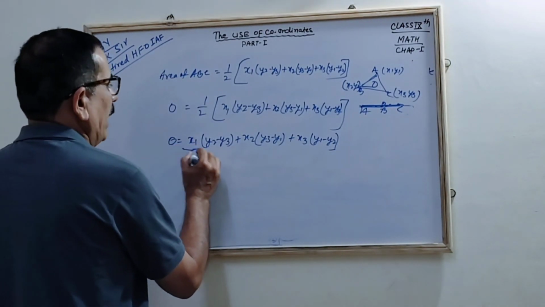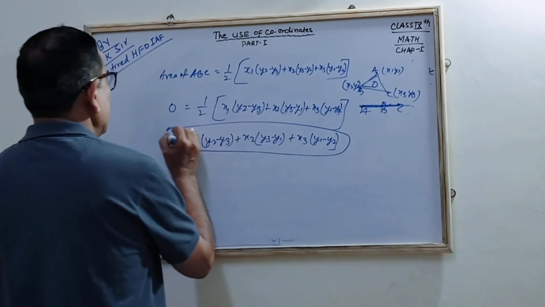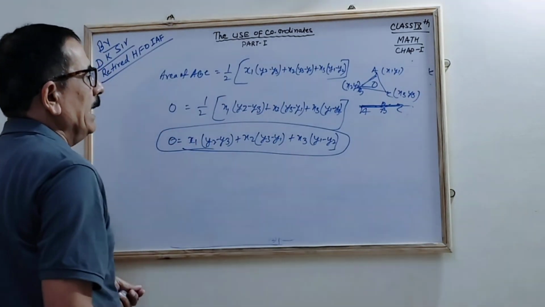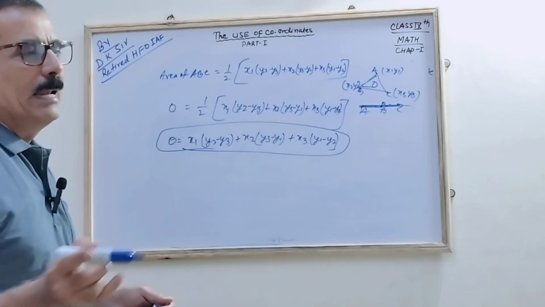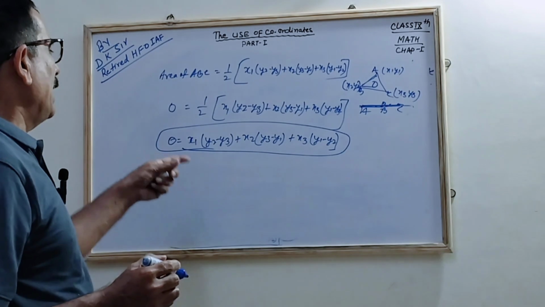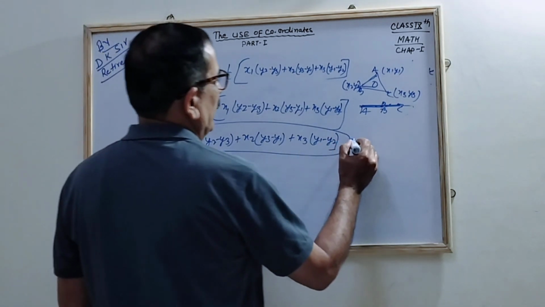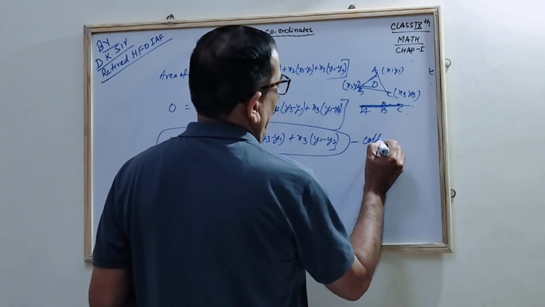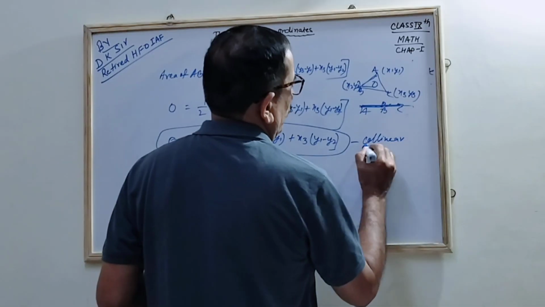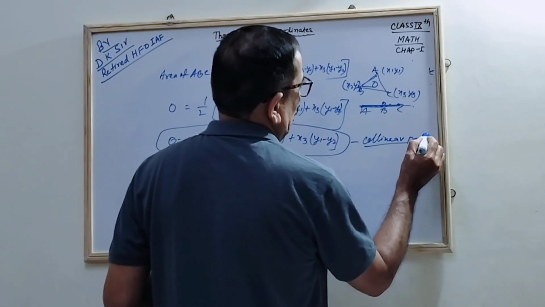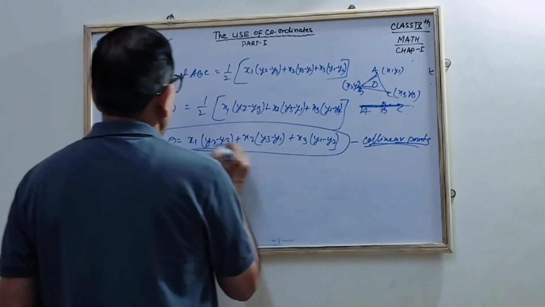Just you find this. If you get this 0, then you can say all the 3 points are lying in a single line and they are collinear, correct? This becomes the condition to become collinear, correct? You should understand, correct? You should understand.